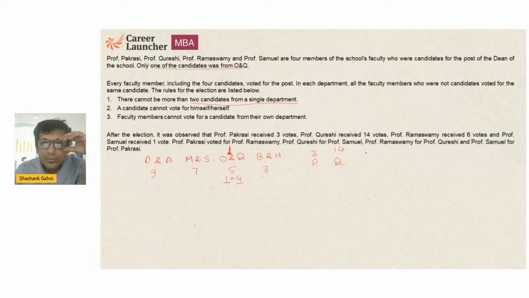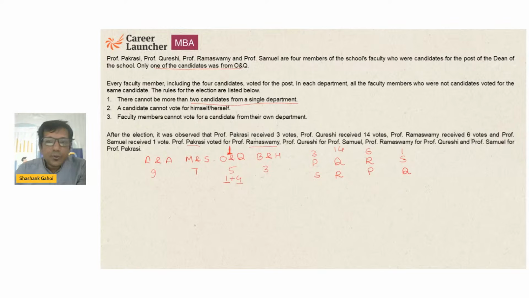Yes, Nidhi. R is receiving 6 votes and S is receiving 1 vote. Okay. Nidhi, you want to ask something? P is voting for R. Q is voting for S. Okay. R is voting for Q. And S is voting for P. This is what it says.